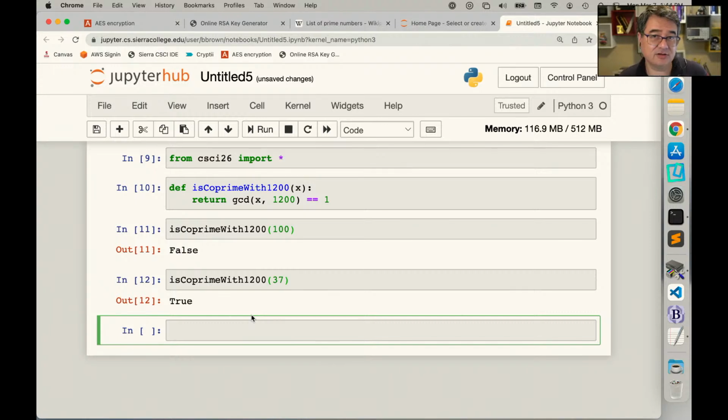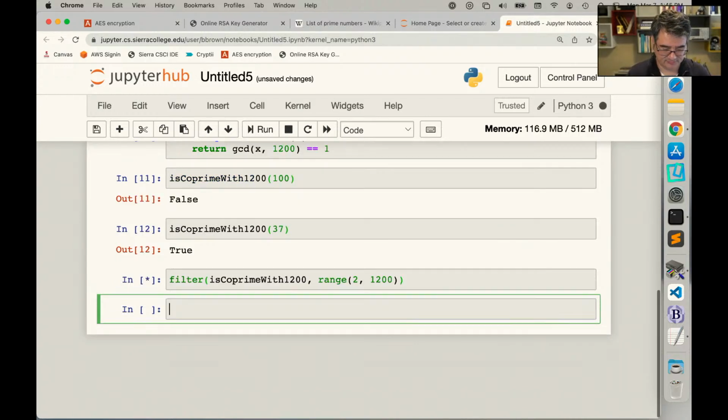So I now have a function called is coprime with 1,200, and now I can use my filter function. I'm going to start with a list of all the numbers between 1 and 1,200, and then filter out the ones that don't meet that criteria, and what I'll be left with is the ones that do meet the criteria. So we'll say filter is coprime with 1,200, range 2, 1200. So that'll start at 2 and go up to 1 less than 1200.